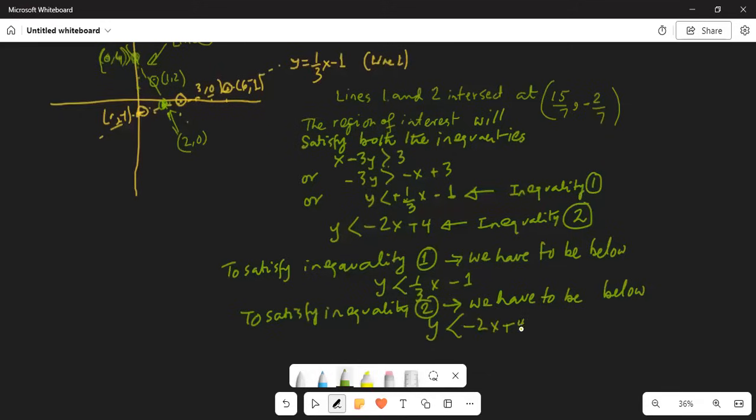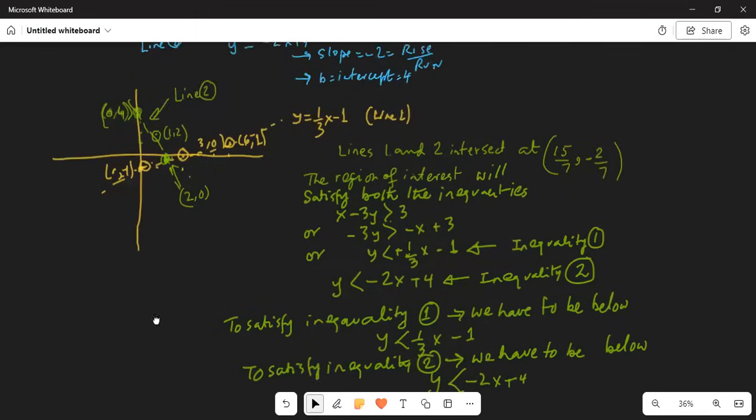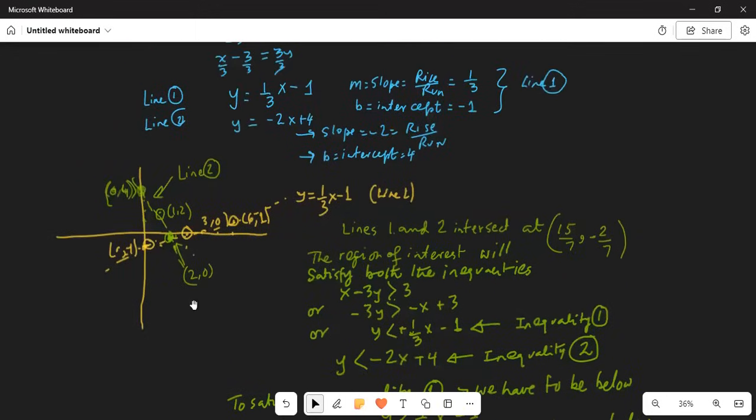Okay, let me look at my picture one more time. I have indicated by the yellow line, line 1. We have to be below that line, and to satisfy the second inequality we have to be below line 2. So what is the common area? We have to be somewhere inside this region, below both the lines.